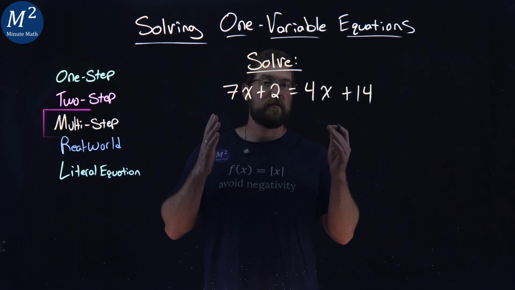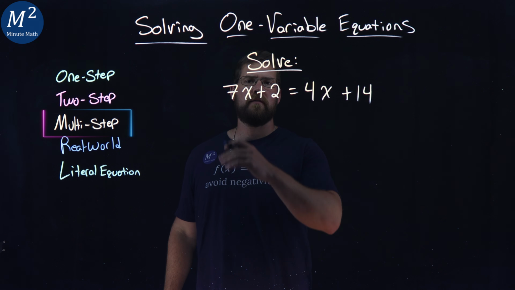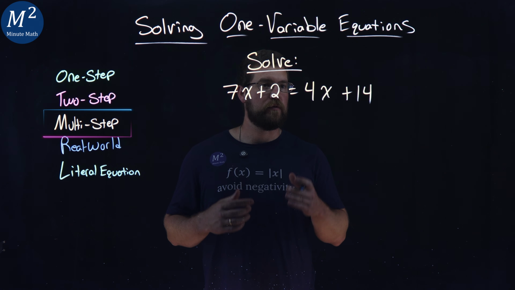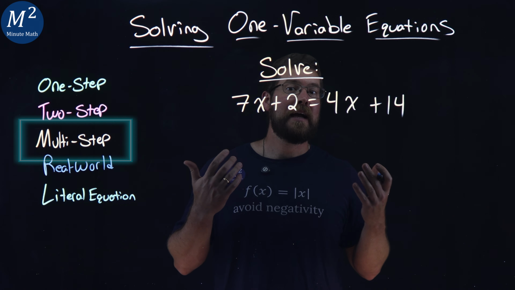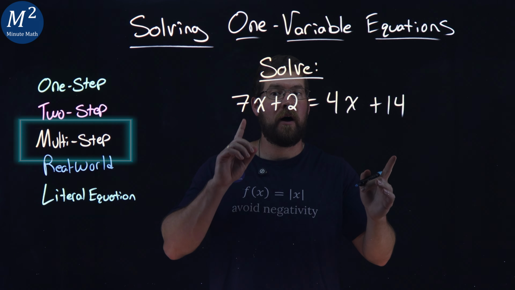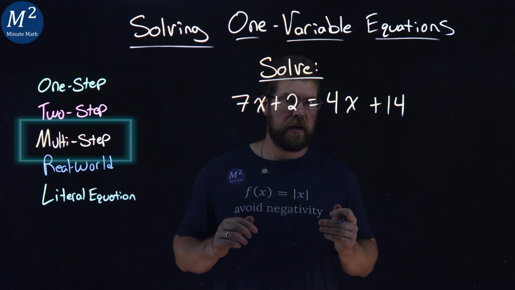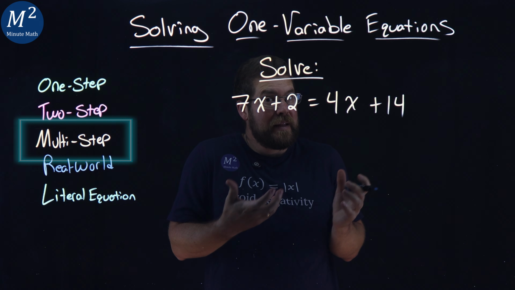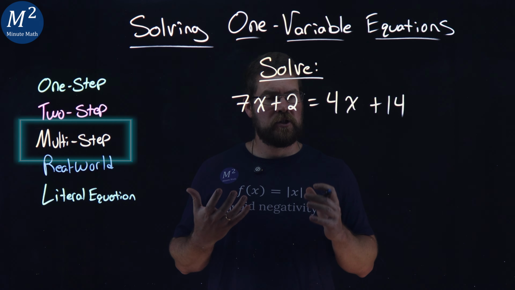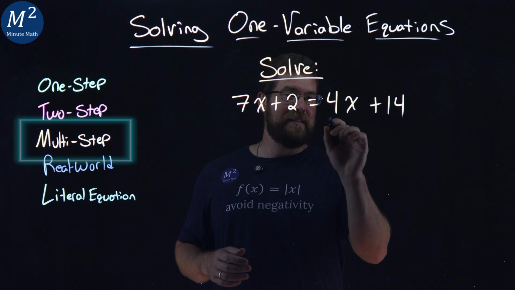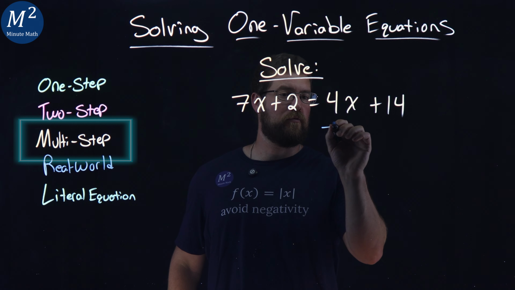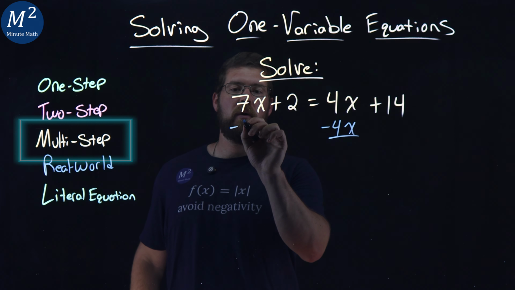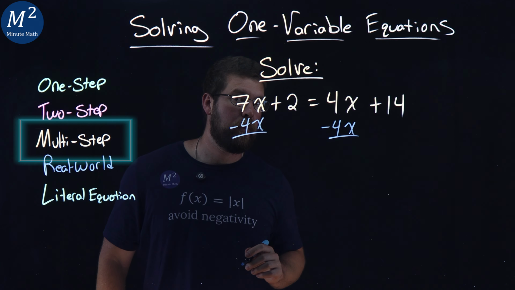Let's solve now this multi-step equation. We have 7x plus 2 equals 4x plus 14. Well, one thing I should notice first here is there is a variable on both sides of the equal sign. And so I want to bring them together first, combine those like terms. So my first step here is I'm going to take the 4x and move it to the left with the 7x here. So I'm going to subtract a 4x to both sides of the equation.